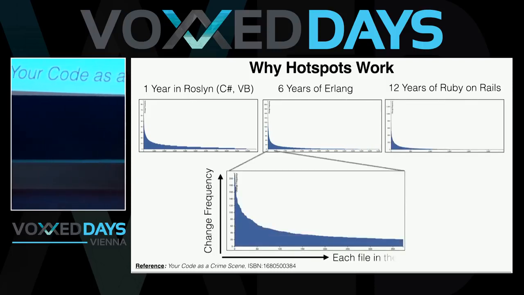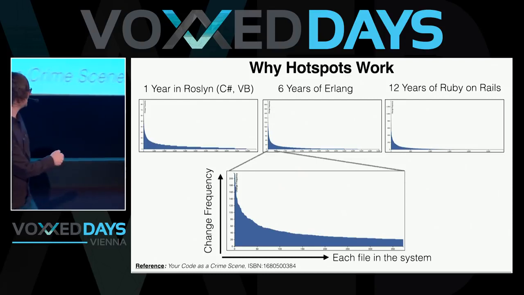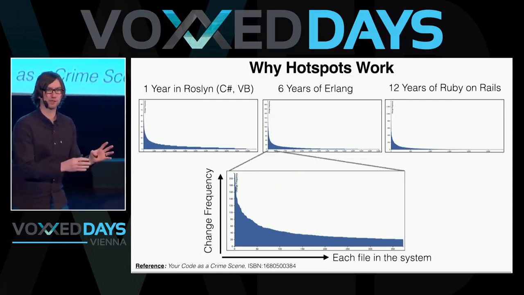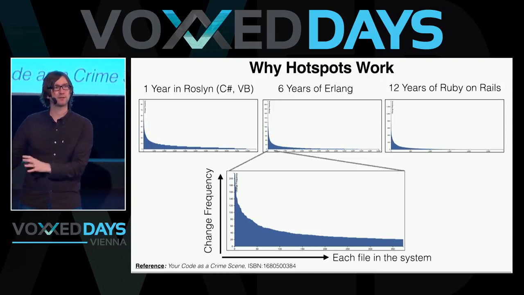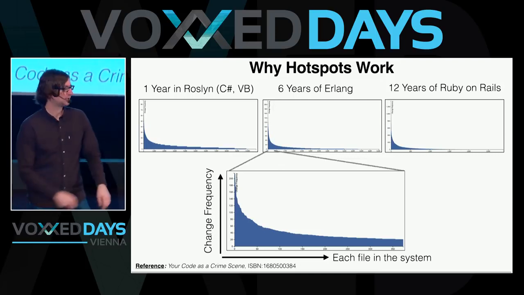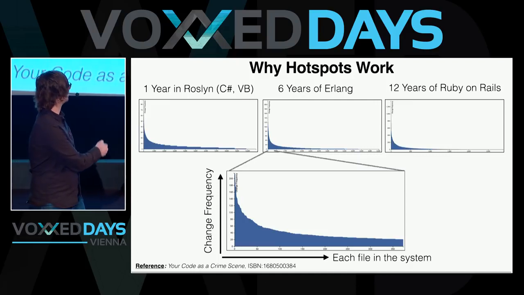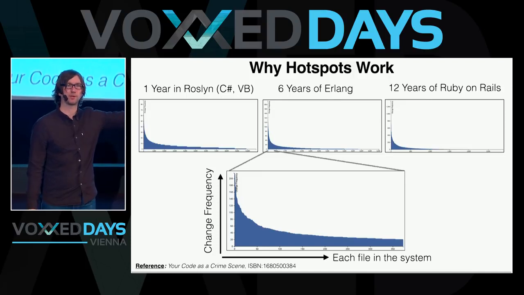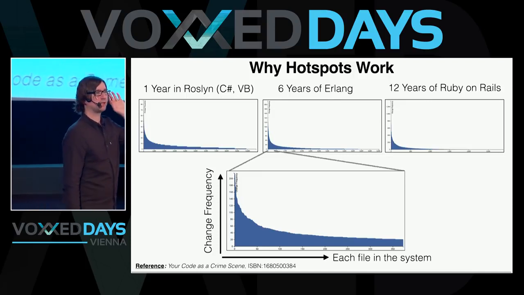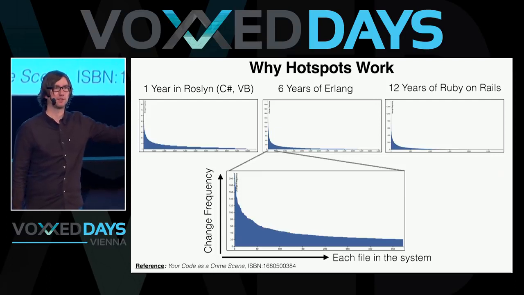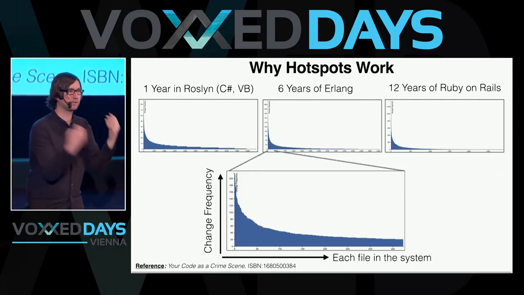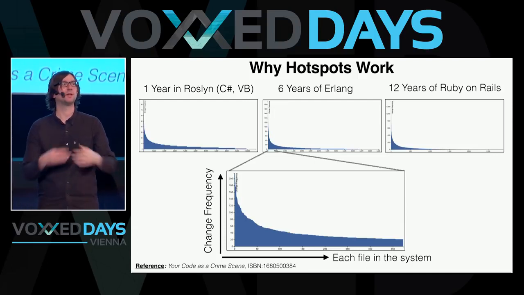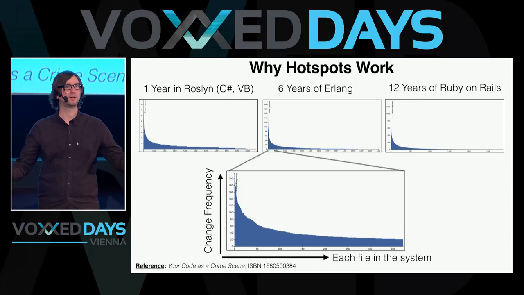Each one of those graphs shows exactly the same thing. Here on the x-axis, you have each file in the system, and those files are sorted according to the change frequency. That is, how many commits have we done to that file. And the number of commits is what you see on the y-axis. Now, have a look at those three examples on top there. They show three radically different code bases, developed in different programming languages, targeting different domains, different lifetime spans, different developers, different organizations. Everything is different.